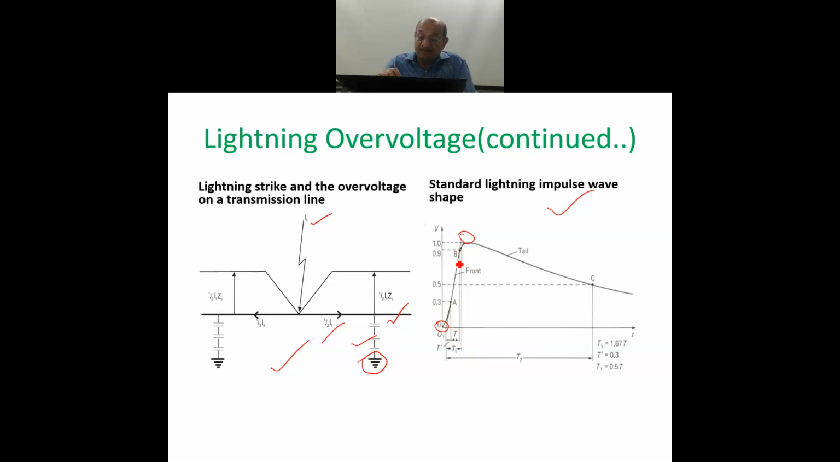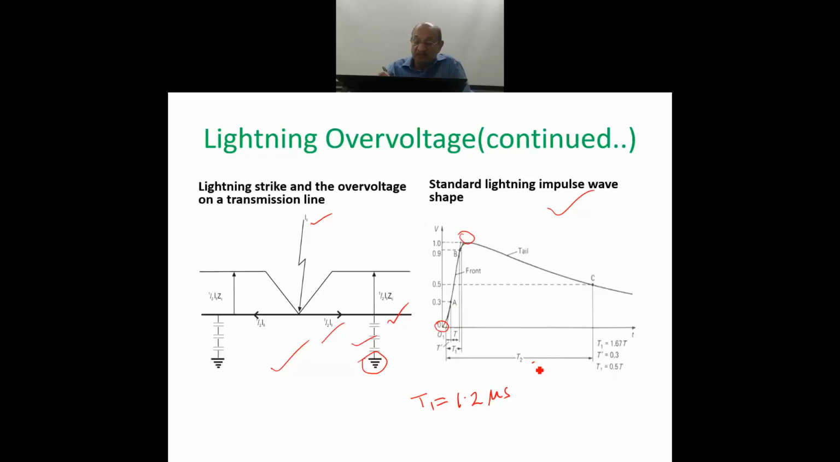So 90% of the peak value. From 10% to 90% of the peak value is considered to be the rise time of the wave shape, and the typical rise time of the wave shape is 1.2 microseconds. T1 is 1.2 microseconds. And impulse voltages are defined.